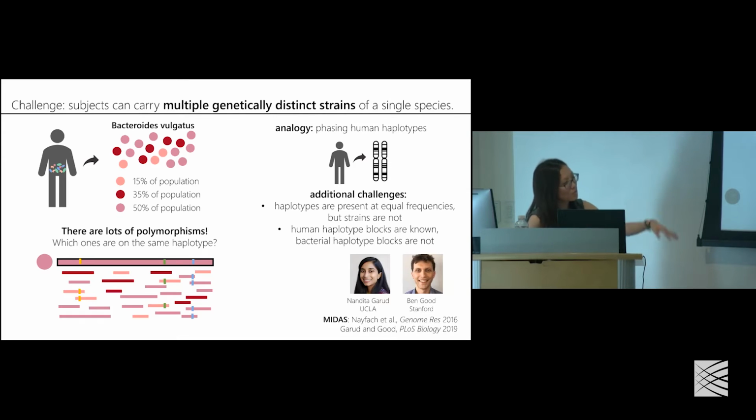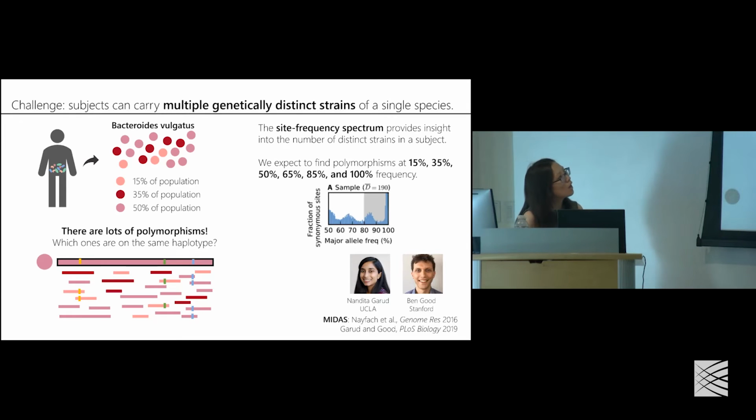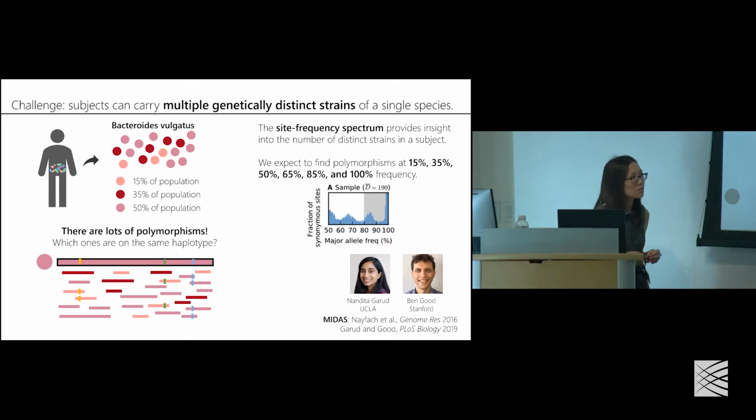And so I just want to mention that a lot of this looking at strain phasing is prior work by Nandita, who now has her own lab at UCLA, and Ben Good, who I'm collaborating with at Stanford. Okay, so one of the insights that Ben and Nandita had is that if you look at the site frequency spectrum for a bacterial population within a sample, you can learn something about the number of distinct strains within a subject.